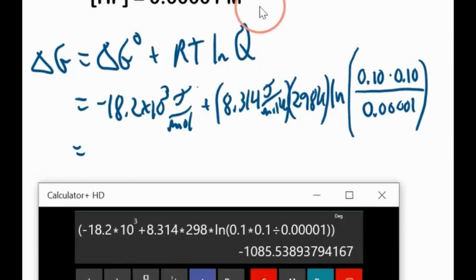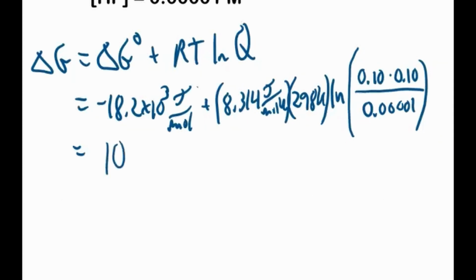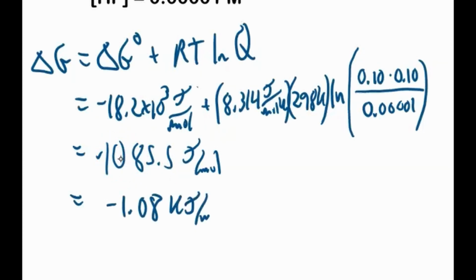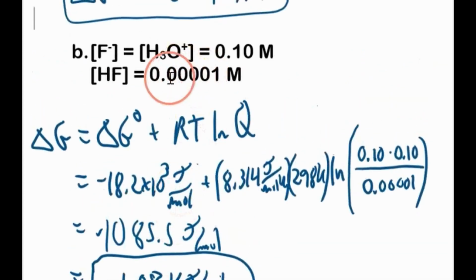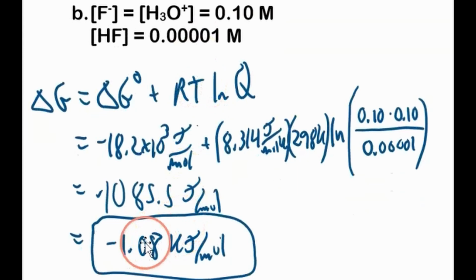It's still negative: negative 1085.5 joules per mole. In terms of kilojoules, dividing by 1,000, that's negative 1.08 kilojoules per mole. It's barely still spontaneous to the right. If this was a little bit smaller, say another factor of 10, then it would very likely be positive, so we'd be spontaneous to the left.